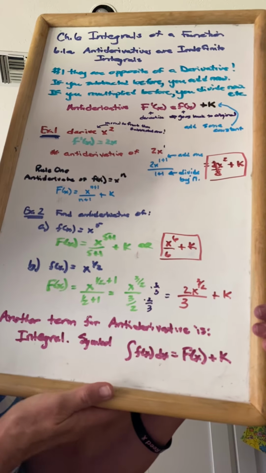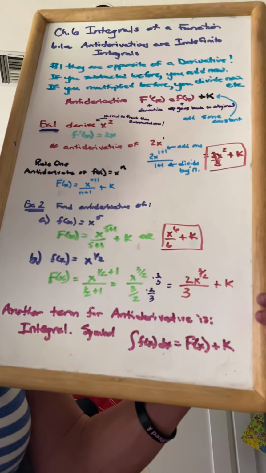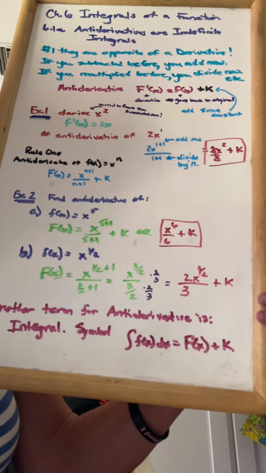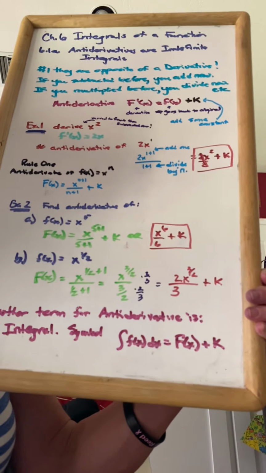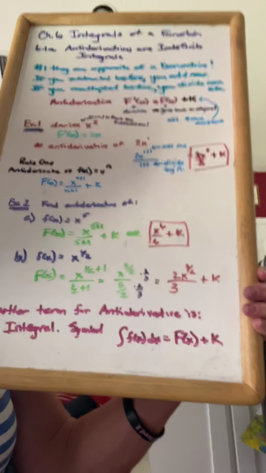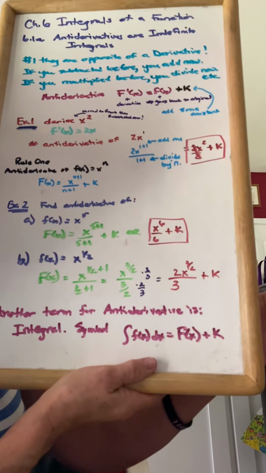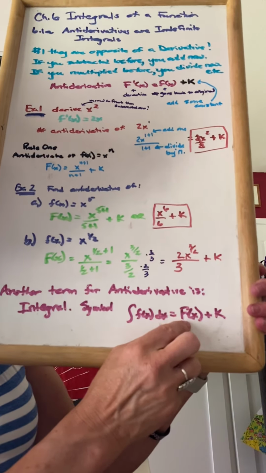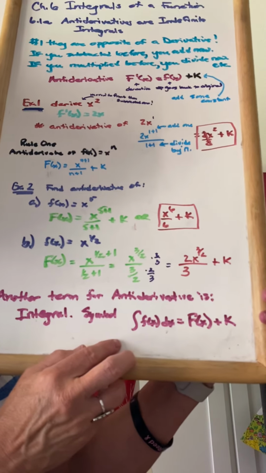k. All right, I'll let you write that down a minute. Do you have that integral symbol? The integral of f of x dx equals F of x plus k written down, and that's our integral signs now.